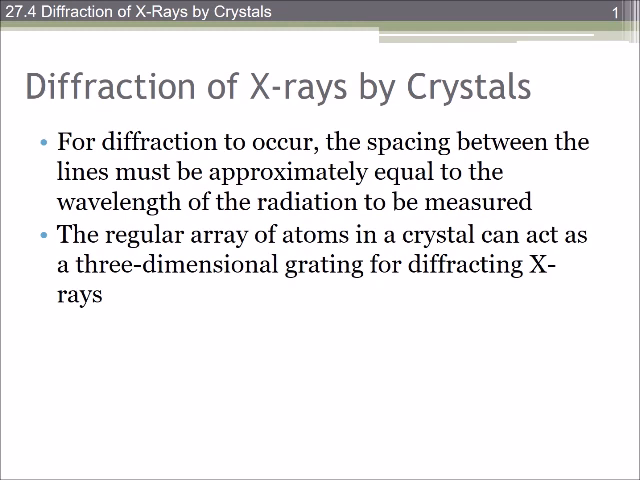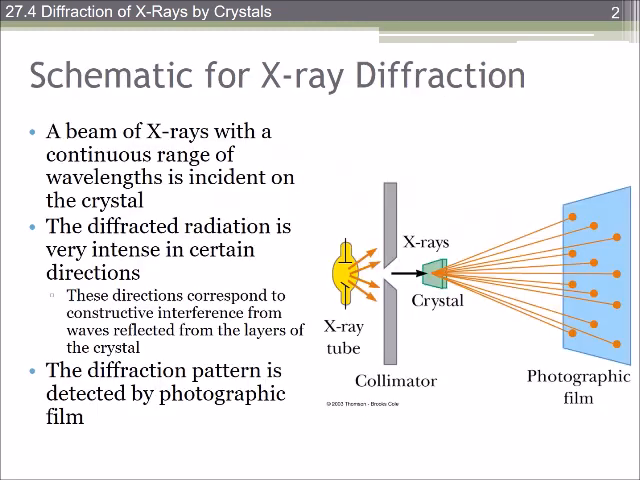So for diffraction to occur, we must have very tiny spacing, and certainly in an atom we have very, very tiny spacing, so we need a very, very small wavelength wave in order to be able to tell the differences between those two different layers.